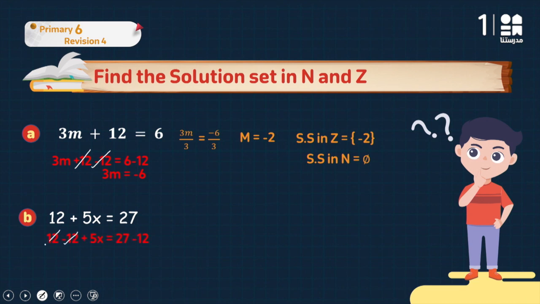So 12 with the 12 simplifies, so I will have 5x. 27 minus 12, I am going to have 15. Now 5x equals 15, I am going to divide both sides by 5 to find the value of x. So x will be 3, of course. I can find the 3 in the natural set, and I can find the 3 in the set of integers. So the solution set in N and Z will be 3, and I can write them all together like that. I don't have to write every set alone.